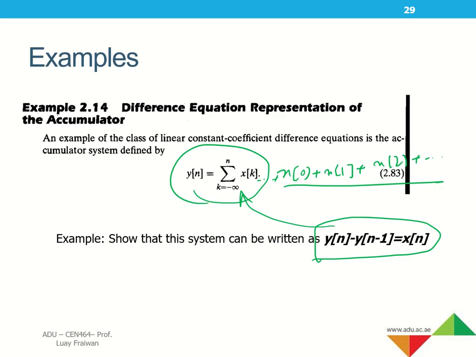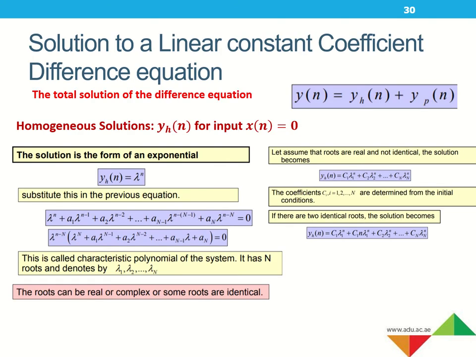If we have a general difference equation, the next question is how we can actually calculate its solution. The solution of a difference equation consists of two components, like a differential equation: the homogeneous solution and the particular solution. When we want to find the homogeneous solution, we assume the input is equal to 0, so all the input components should be equal to 0.